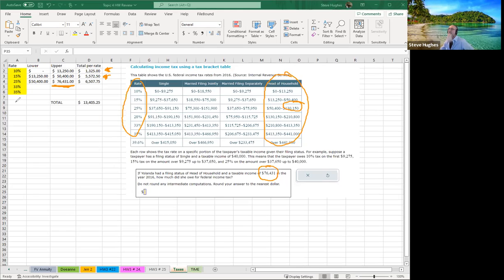Now, let me show you the Excel sheet. Showing you the Excel formula here, you can see I've multiplied C3 minus B3 times A3. In other words, the upper minus the lower times the tax rate. I just do it 3 times because this person only has income that takes up the first 3 brackets. The total then would be simply using my sum formula to add them all up.